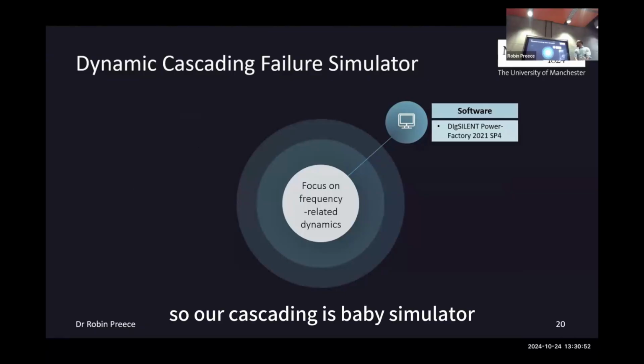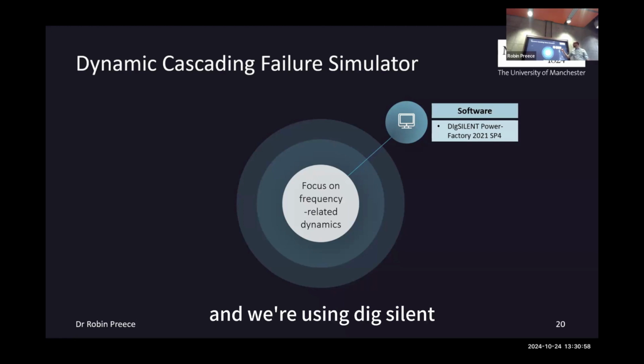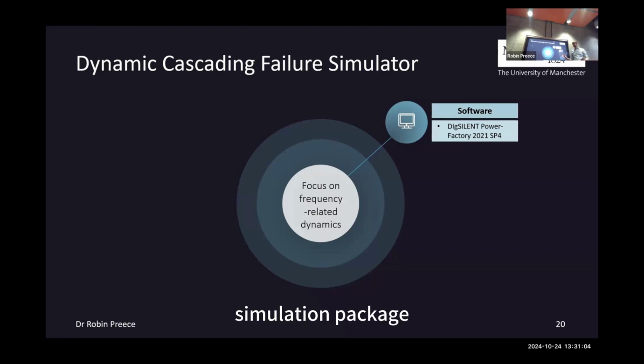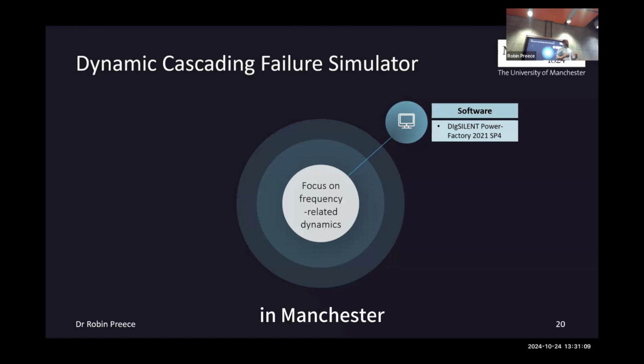So our cascading failure simulator, we need an engine for it. We need something that's actually going to churn through and do all these simulations. And we're using DigSilent. DigSilent is just a power system dynamic software simulation package. We use that because we've got a lot of experience using it in Manchester.